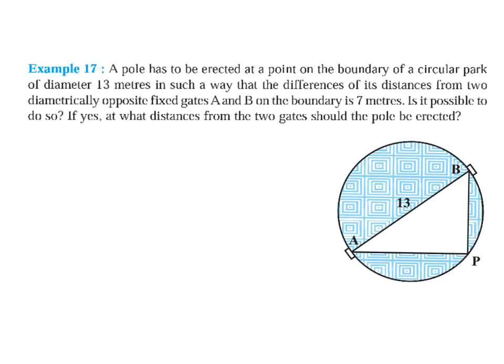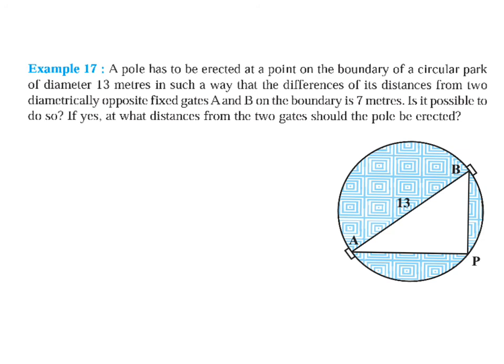Let's try this problem. A pole has to be erected at a point on the boundary of a circular park of diameter 13 meters in such a way that the differences of its distances from two diametrically opposite fixed gates A and B on the boundary is 7 meters. Is it possible to do so? If yes, at what distances from the two gates should the pole be erected?